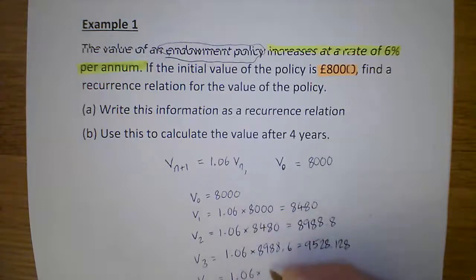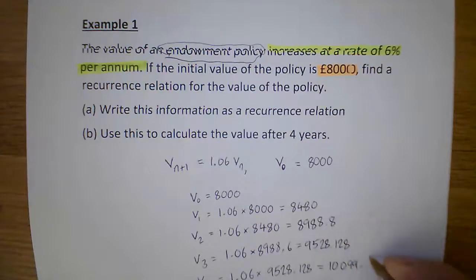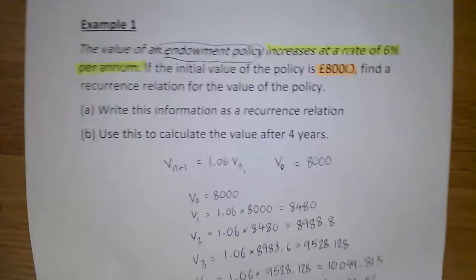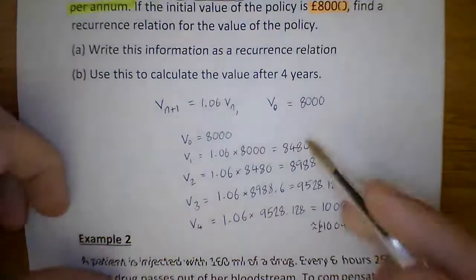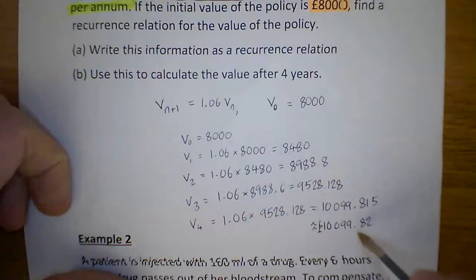V4 is 1.06 times our previous answer, which is 9,528.128. And let's do that one. Last one, which is 10,099.815. This is money, so that's 10,099.82. And I'm just going off the bottom there, apologies. So we've worked out our value each year. After the 4th year, V4, we get this value here.